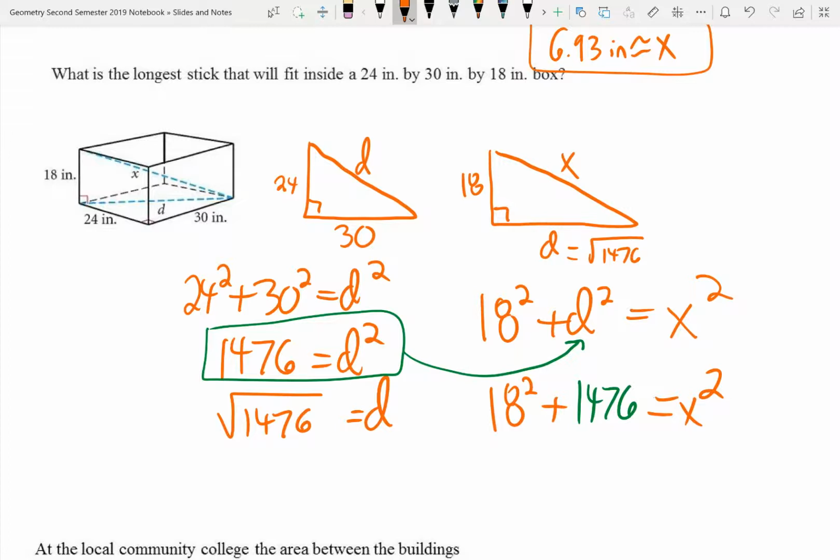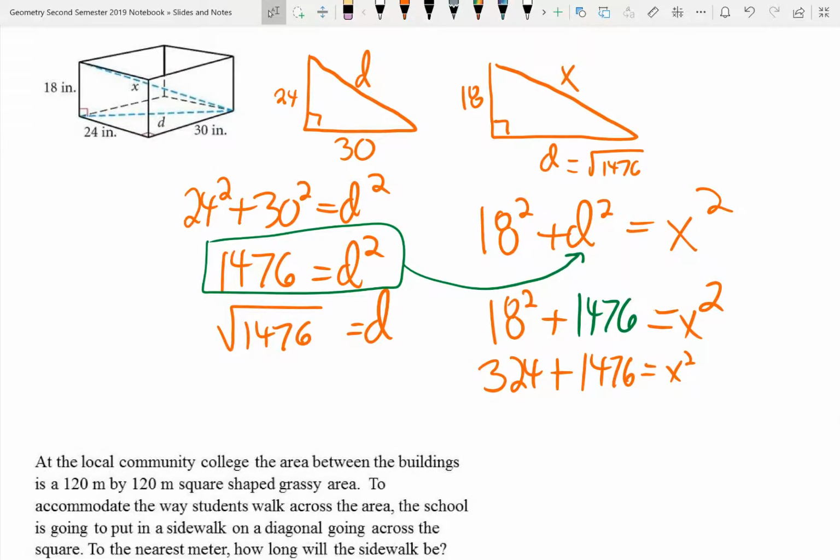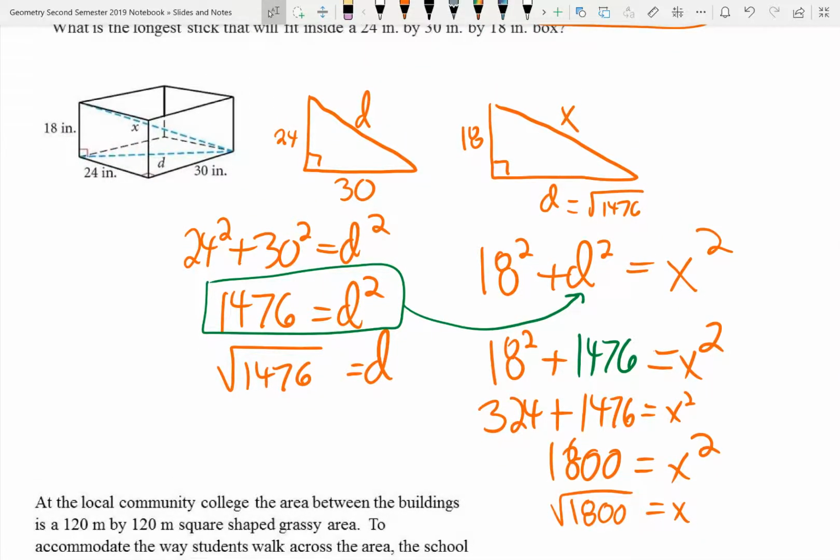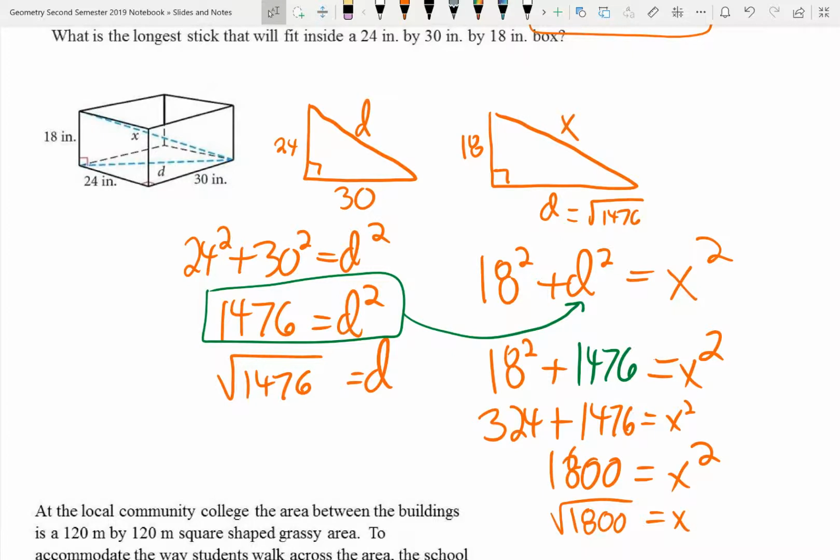And let's see here. What is 18 squared? 18 squared ends up being 324. So I can actually just write that. 324 plus 1476 equals X squared. So that's 1800 equals X squared. And so that means the square root of that equals X. And again, since this does refer to a distance, the longest stick in the box, we're not going to say that the length of it is root 1800. Instead, we'll give the answer.